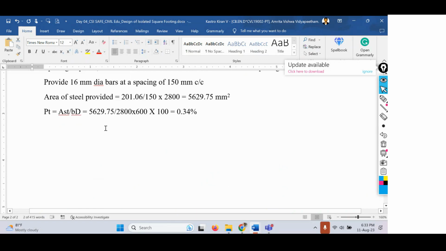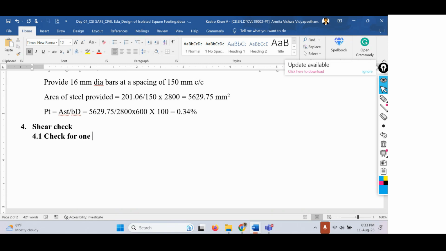Now we need to find out with respect to the shear criteria. That's our next step: shear check. How to check for the shear? We have two types of shears. The first one is one-way shear, and we also have two-way shear. In both considerations, we have to check. First, let us look at the one-way shear calculation, which we discussed in the last session.